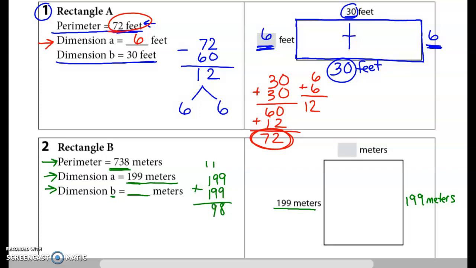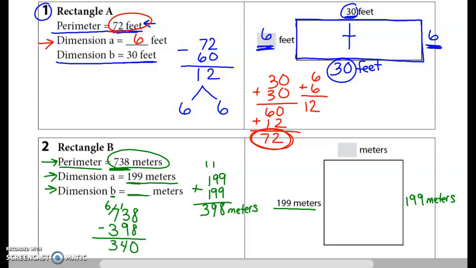And when I add up in the hundreds place, I end up with 398 meters. If I take my 398 meters, I can subtract that from my total perimeter, which is 738. Let's take off the side lengths that we know, 398, and we'll get a value for the sides left over. 8 take away 8 is 0. I cannot take 9 away from 3, so I'm going to borrow from the hundreds place and carry that over to here. 13 take away 9 will give me 4, and 6 minus 3 is 3.